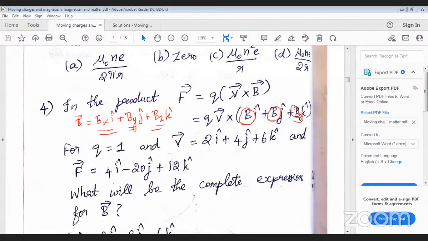So for that you need to find this cross product. Okay, v cross B, cross product you need to find out, and then multiply that with q. Q is 1, so there is no problem. And f they have given 4i minus 20j plus 12k. So you have to equate this force with whatever expression you are getting here. Find out the value of the magnetic field. So let us do that now.